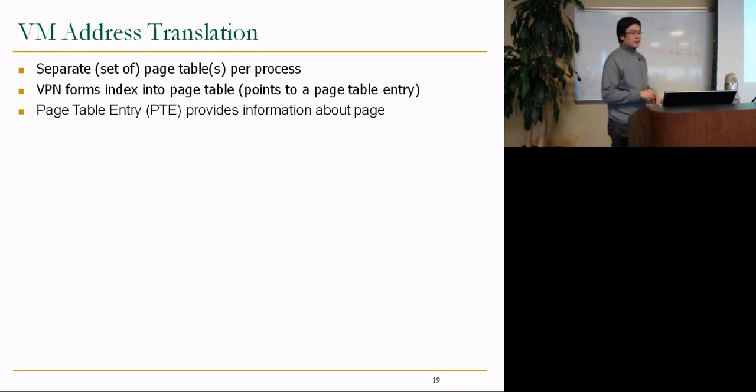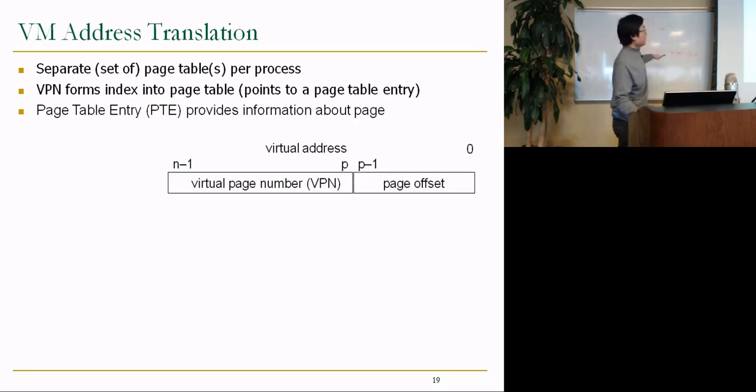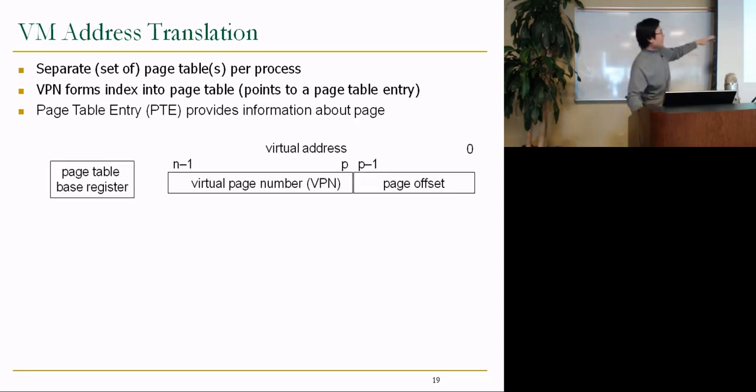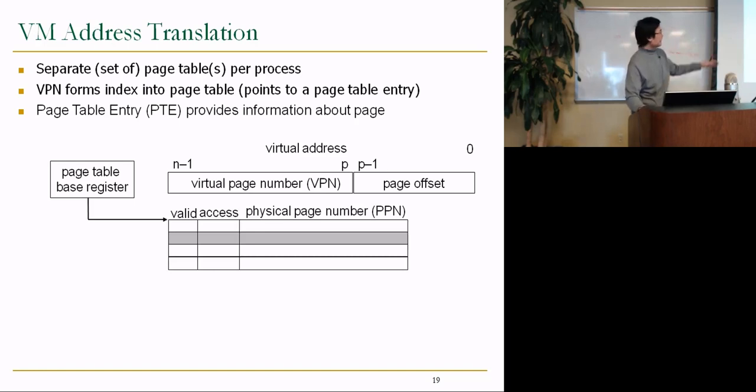First of all, this address translation layer also separates each page table for each different process. And then the virtual page number forms the index into the page table, which I described over here. The page table entries provide information about where the pages are. Normally, for each process, you have the page table base register that tells where this whole table is located.